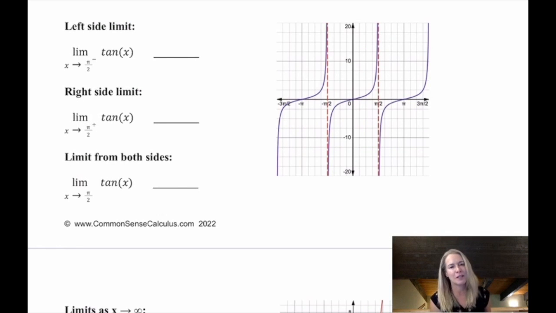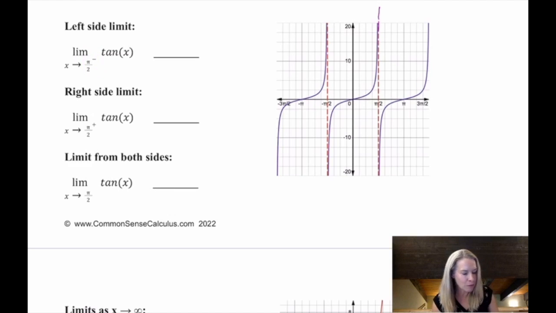Next, let's look at limits involving y equals tangent x. Specifically, I'm looking at this limit as x is approaching pi over 2, from the left, the right, and then from both sides. As you're familiar with the tangent curve, at pi over 2 we have a vertical asymptote. So the function itself is actually undefined at pi over 2.